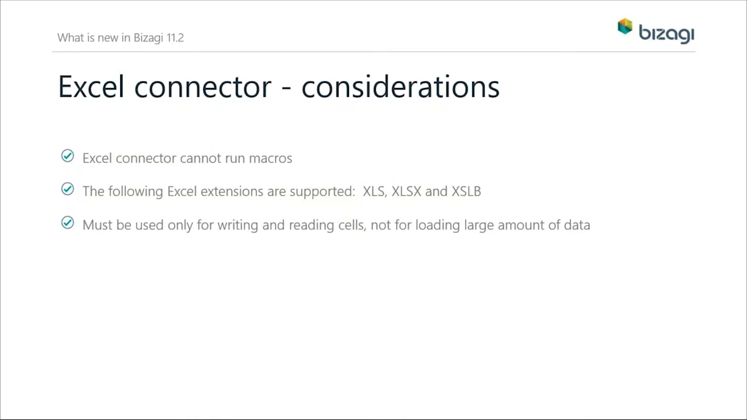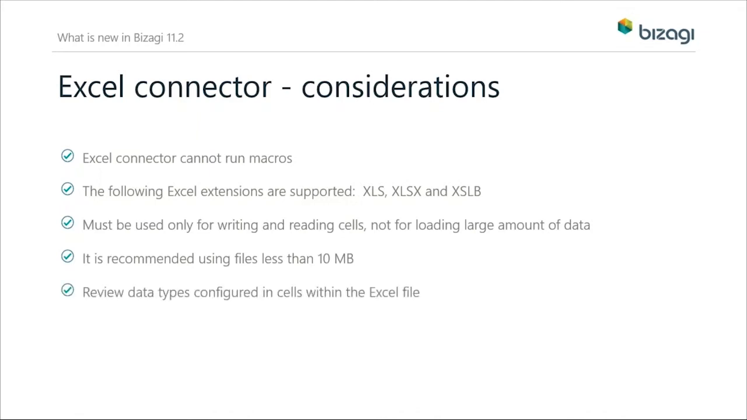What this connector is looking to do is just executing the formulas that you have in cells within an Excel file. Okay? That's why we recommend using files with a size less than 10 megabytes, and also be careful with the data types, okay? Especially with the data types that you have within your cells. So if the cell is expecting a number, you cannot send, for example, a string and so on.